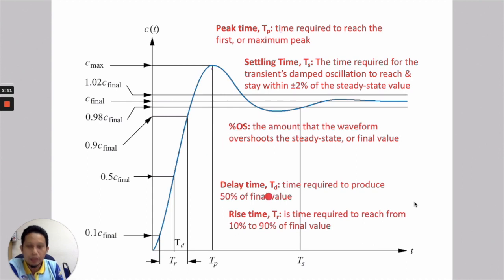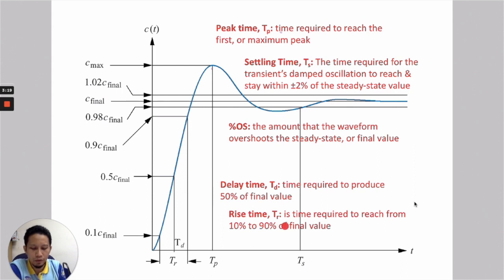And then we have delay time. The delay time is the time required to reach 50% of the final value. Let's say the final value is 1. The TD, the delay time, is the time taken to reach half the value of the steady state value, so it is the time from the origin to 50% of the steady state value.